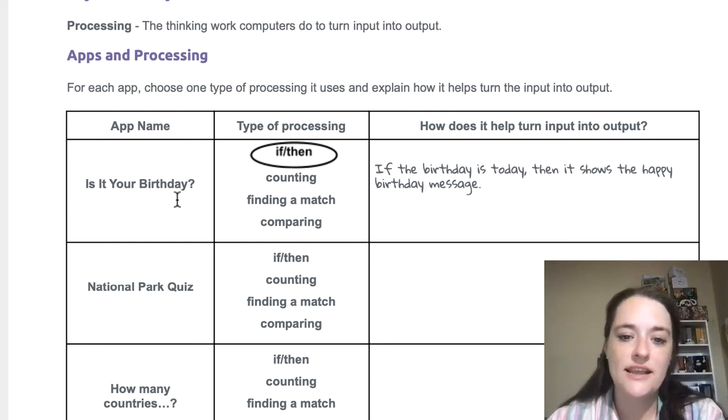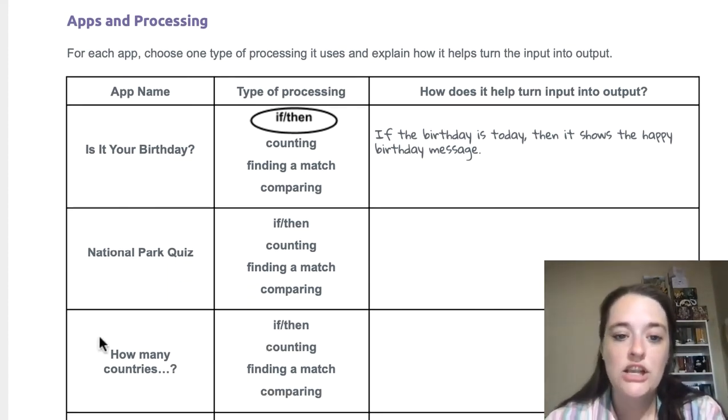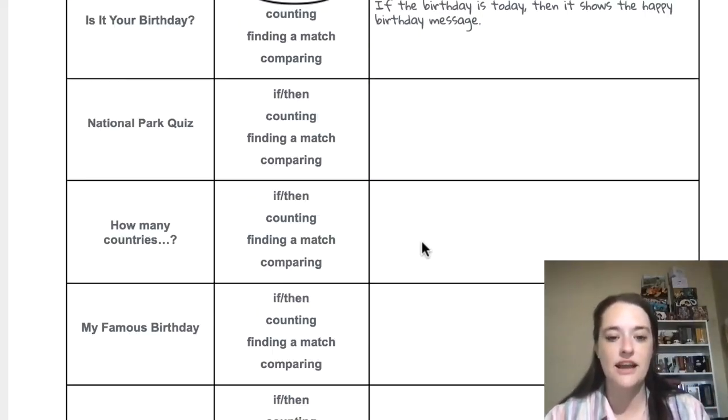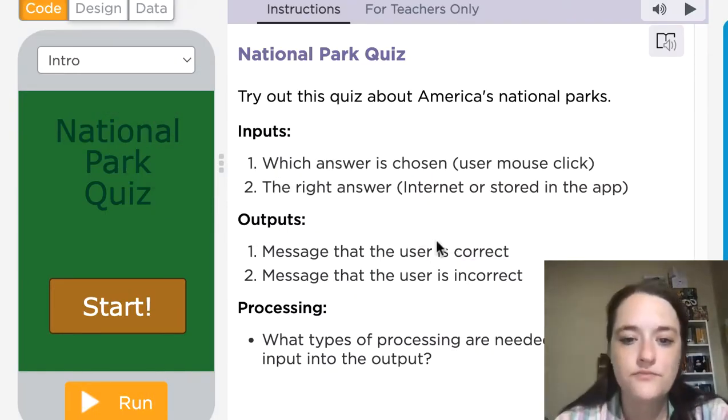So, is it your birthday? That's the app name. It used if-then. And so how did it help turn input to output? If the birthday is today, then it shows a happy birthday message. So what do you think National Park Quiz is going to do? We're going to fill out the activity guide as we go, okay? And so let's look at that.